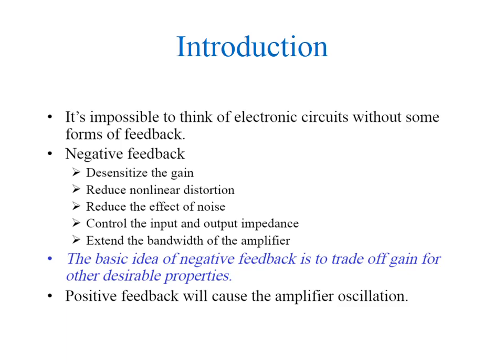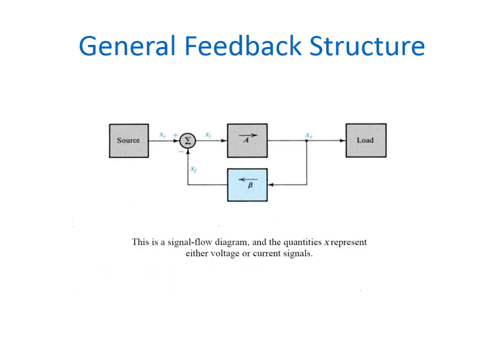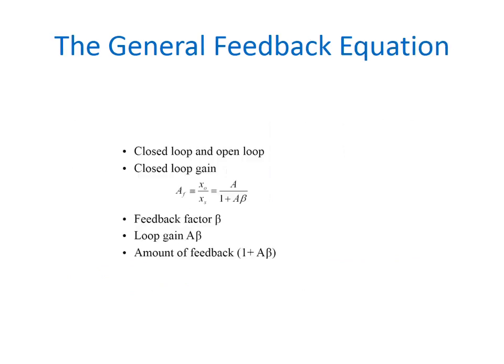So the properties of negative feedback include desensitizing the gain, reducing the non-linear distortion, reducing the effect of noise, controlling the input and output impedance, and also extending the bandwidth of the amplifier. The basic idea behind the negative feedback amplifier is to trade off gain for other desirable properties. This is the general feedback structure. So in between the source and load, you will have the basic amplifier circuit with the feedback network.